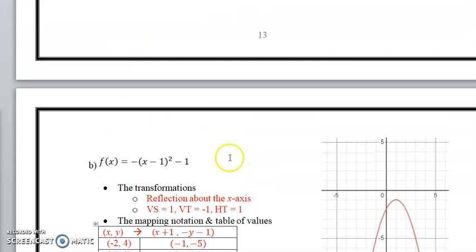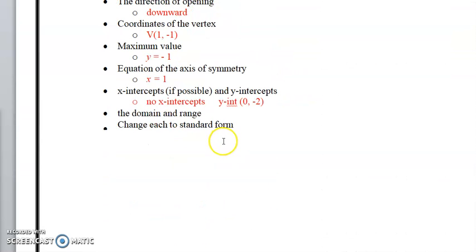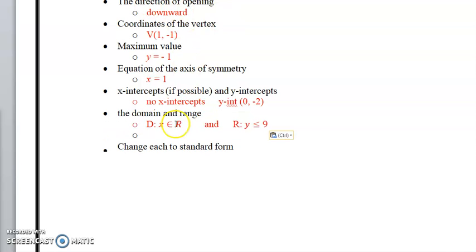Domain and range. Let's steal the notation for domain and range quickly. Domain is going to be the reals again. It's going around for left and right, and the highest y value is -1. That comes from your maximum value, -1.